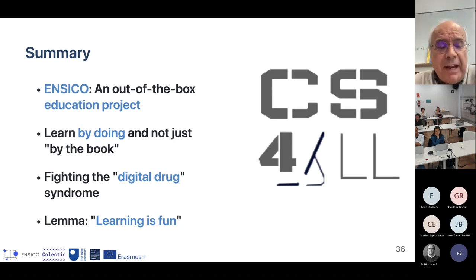This is very, very frightening, how the brain of young kids is. I don't mean it's shrinking, but it's not evolving the way it should because of this digital drug thing. For us, learning and teaching is fun. And that's the main lemma that we have to pass on, both to the math teachers, giving them freedom to experiment, and to the students.